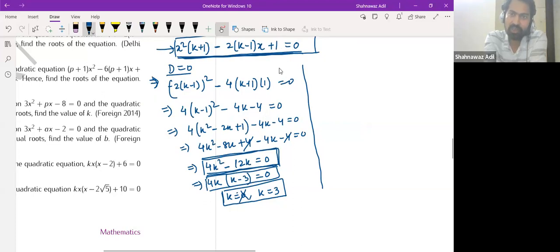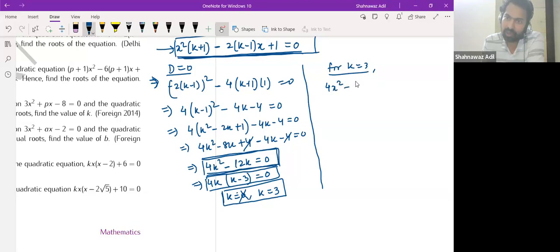And for k equal to 3, as I have mentioned before, the quadratic equation was 4x squared minus 4x plus 1. So you got alpha and beta as minus b by 2a, which is minus of minus 4 by 2 into 4. So this cancels and you get 1. Good, good, good.